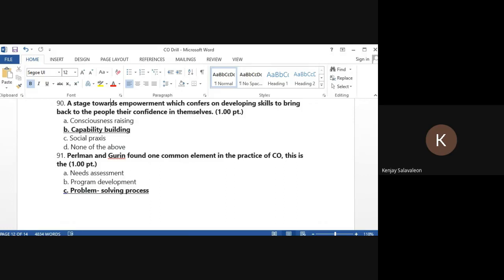91. Perlman and Gurin found one common element in the practice of CO. This is a keyword in defining CO, Perlman and Gurin. I bet yung definition ng CO and sino yung proponent ng definition na yan, lalabas yan. I would risk my life kung hindi yan lalabas. I would bet my life for that. Kasi ilang years na yan. Narinig na namin yan sa mga batch namin ahead, and even us naka-experience yung sinong nag-define at saka yung kanyang definition as to what is CO is all about. So, please review your notes in your books.